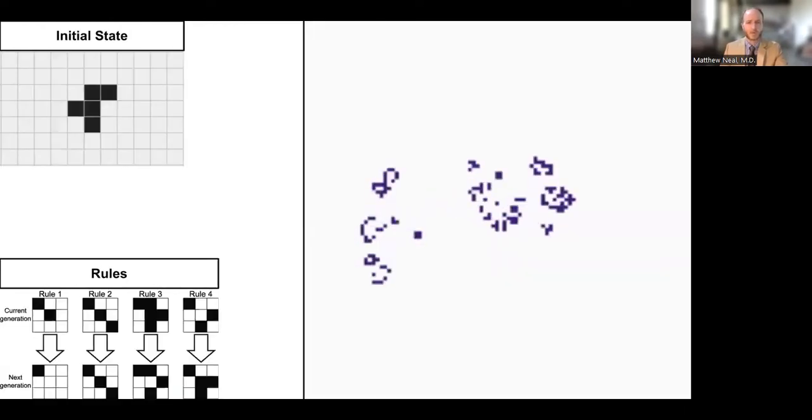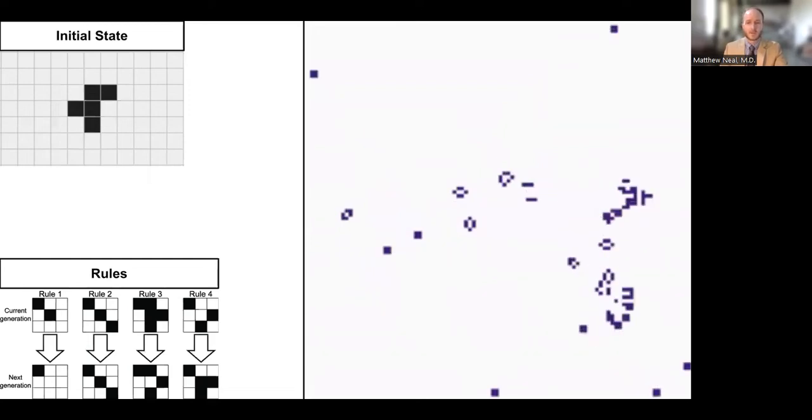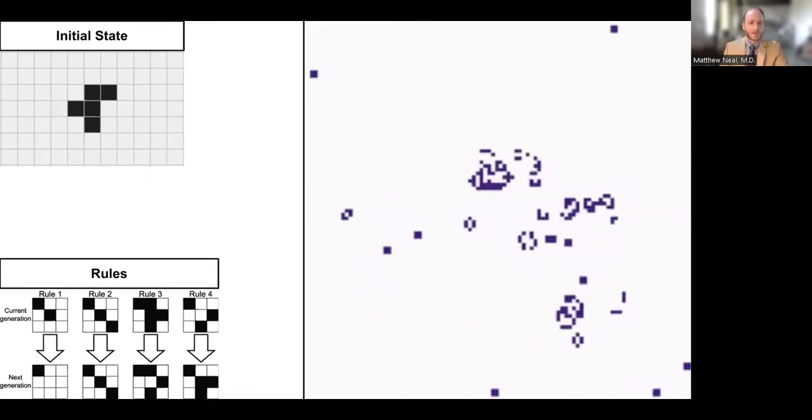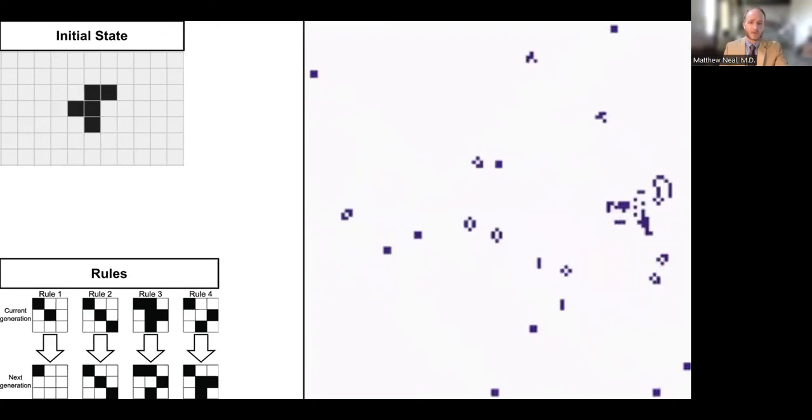And you can get even more complex behaviors. This is called the R pentomino. And at the initial state, you can see it's 5 colored in squares.